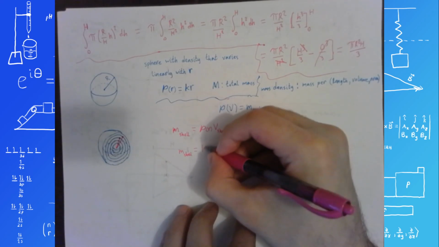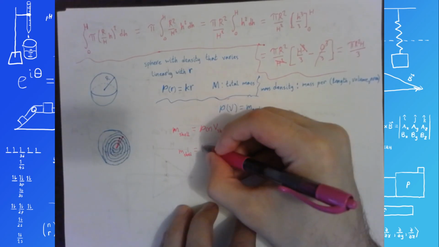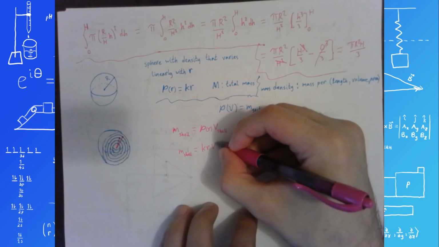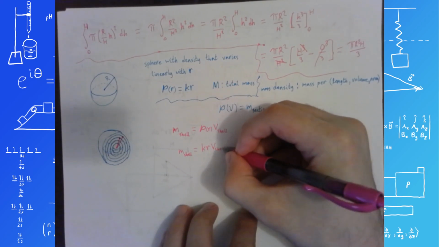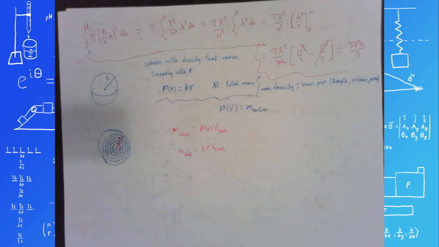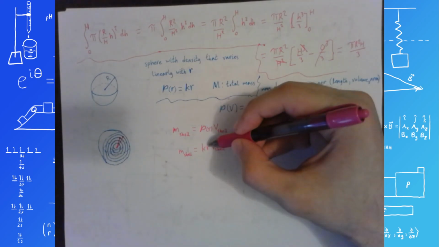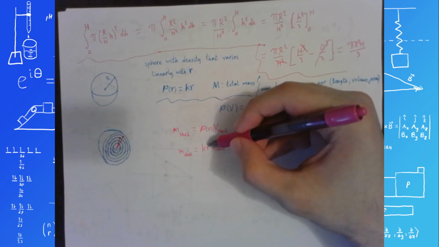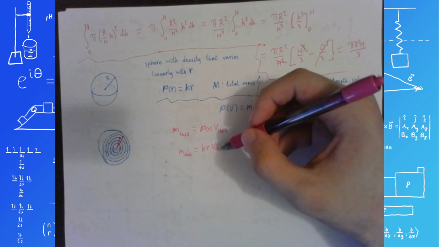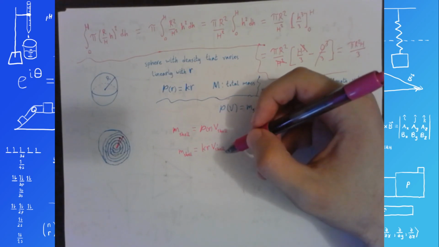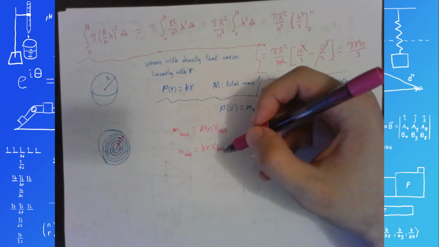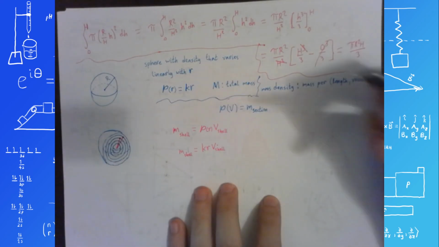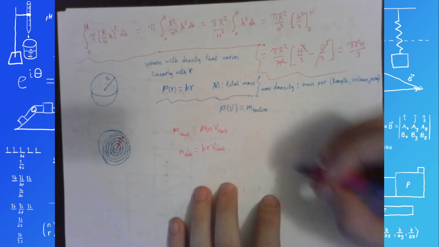is going to be kr times the volume of an individual shell. Well, these shells don't all have the same volume, so I'm going to have to either write my radius variable in terms of volume or write my volume variable in terms of radius. Writing my volume variable in terms of radius is probably the better way to go. So what would be the volume of an individual one of these shells?